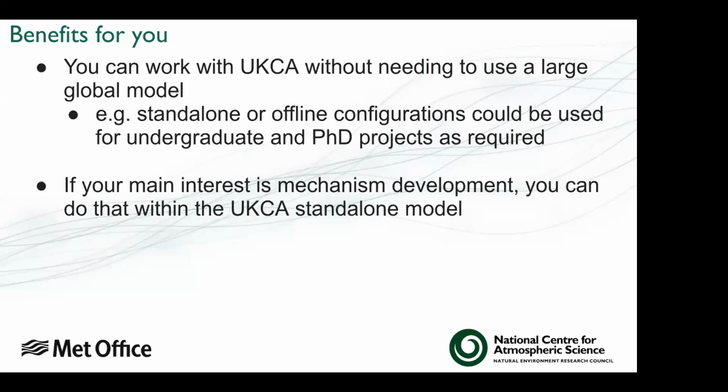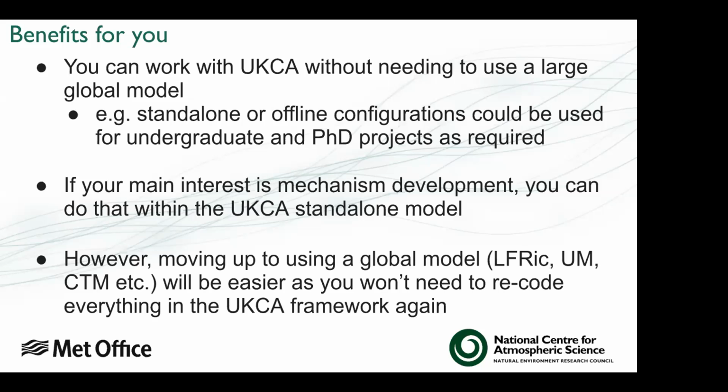If your main interest is mechanism development, for instance, you do that in the standalone model, and then you could move up to the global model, and you won't need to recode everything. So at the moment, if you want to work in a box model, because the other model we had is out of date, often people use a different model and then have to recode everything again. You wouldn't need to do this here. You do the coding once, and then it's merely a matter of applying it to these different models.